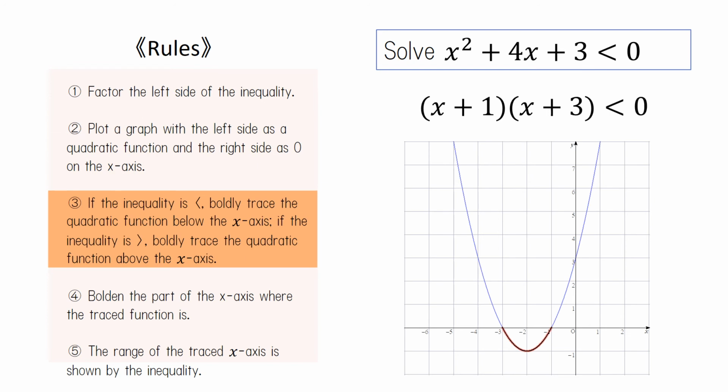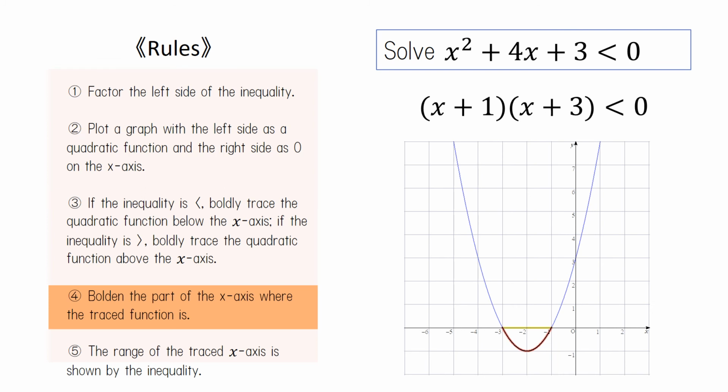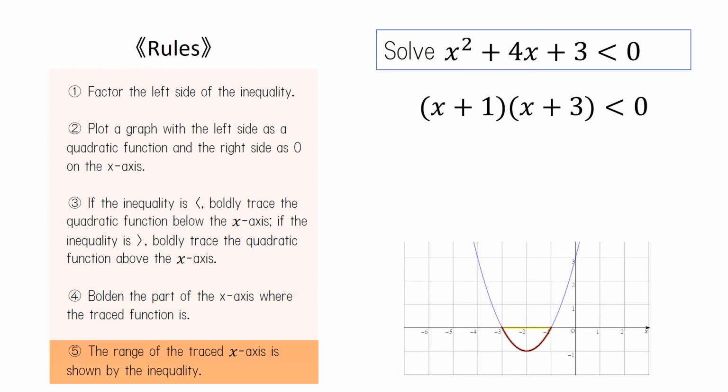Next, if the inequality is less than, boldly trace the quadratic function below the x-axis. And if the inequality is greater than, boldly trace the quadratic function above the x-axis. Also, bolden the part of the x-axis where the traced function is. Finally, the range of the traced x-axis is shown by the inequality. That concludes this lesson.